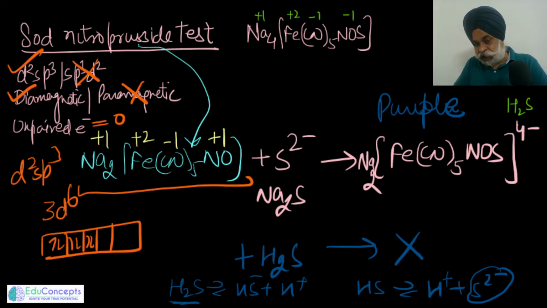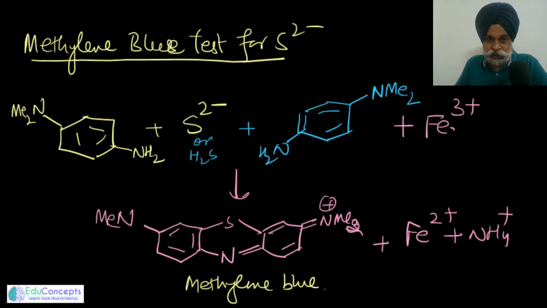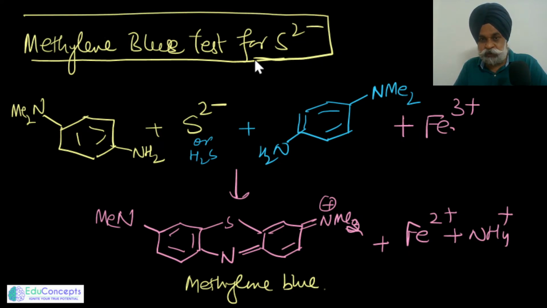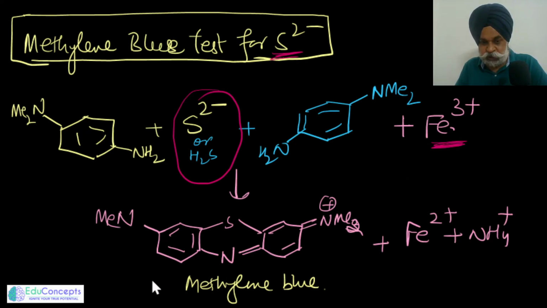Sulfide ion can also be detected with a test named the methylene blue test. Here I would recommend you just remember the name. Wherever something is written as methylene blue, you should know that it belongs to the testing of sulfide ion. It takes into account a little organic entity. This organic entity reacts with sulfide or H2S in the presence of Fe3+, and in the complex formed, cyclization of the two benzenoid rings through the sulfur and nitrogen results in methylene blue.